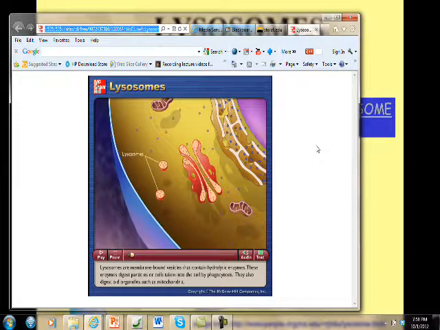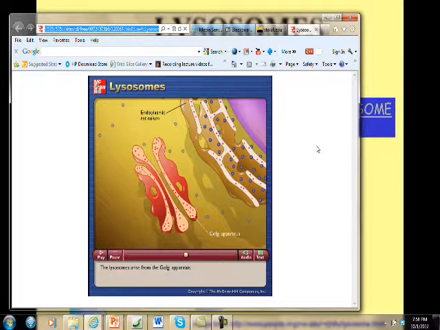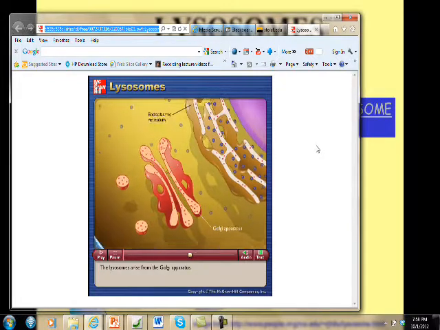Lysosomes are membrane-bound vesicles that contain hydrolytic enzymes. These enzymes digest particles or cells taken into the cell by phagocytosis. They also digest old organelles such as mitochondria. The hydrolytic enzymes that degrade proteins, nucleic acids, lipids, and carbohydrates are formed in the endoplasmic reticulum and then transported to the Golgi apparatus by transport vesicles. The lysosomes arise from the Golgi apparatus.